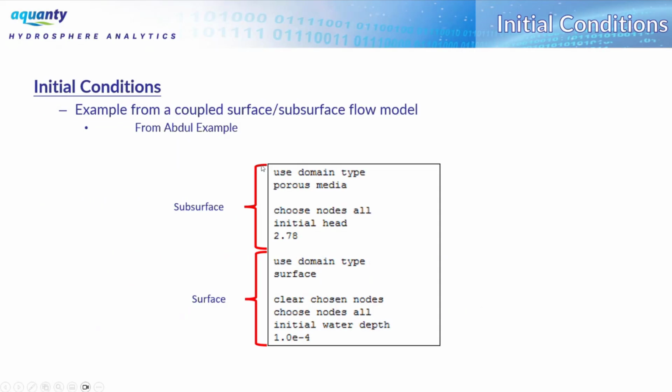So, but again, from a functional perspective, it's usually quite simple. You're just going to use really one command usually to define initial conditions for the entire model, or at least for the entire domain. You do have to define initial conditions for both the surface and the subsurface if you're going to be applying both of those processes to your model.